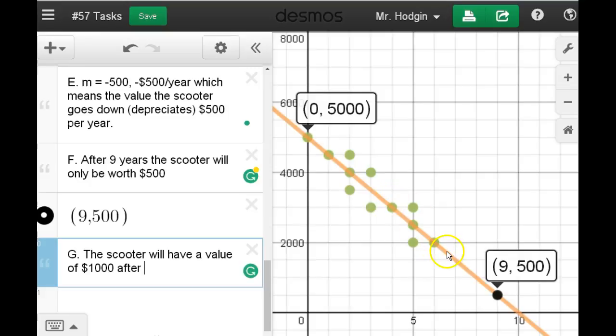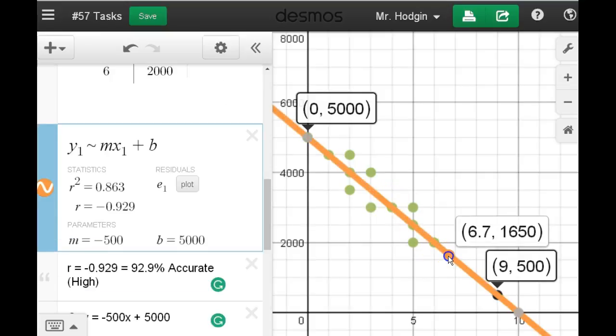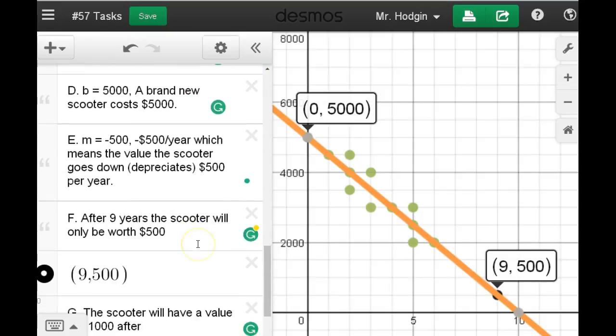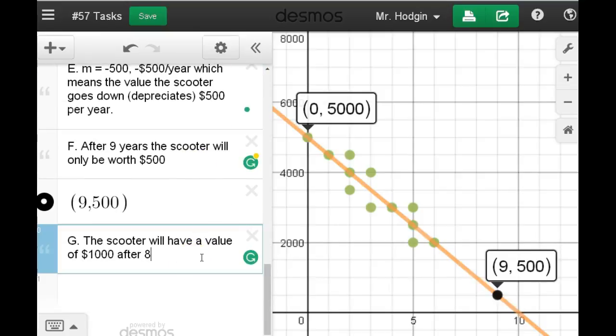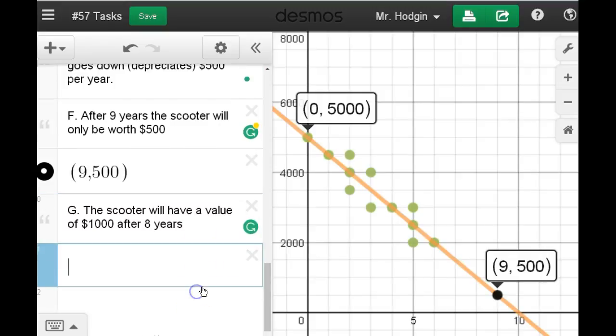So I'm going to go back to my line here, and let's see, where is 1,000? Now I'm looking at the y value, right? So here's the y value. It's 400. So I'm going to move this until it's exactly 1,000. And then you can see right about there at 8. So after 8 years, that's when it'll be worth $1,000. And if you want, you can plot that point as well, 8, 1,000, and it should be on your line.